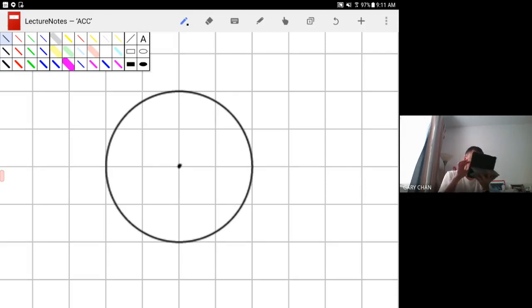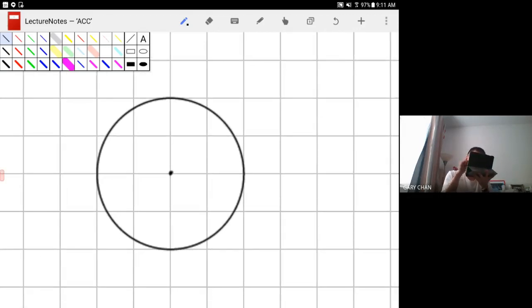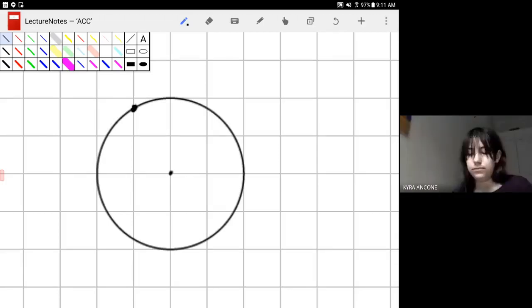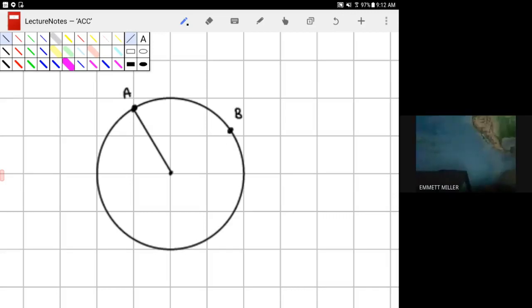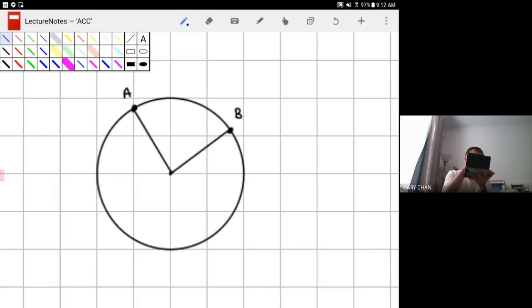So we have a circle, right? And at every circle there's a center. All of the points that are on the circle, let's say I have these 2 points right here, A and B. Are they the same distance away from the center? Yes, they are. I'm going to call the center here O. They're the same distance away from the center, and that's actually how we define what a circle is. All the points on a circle are the same distance away from the center.